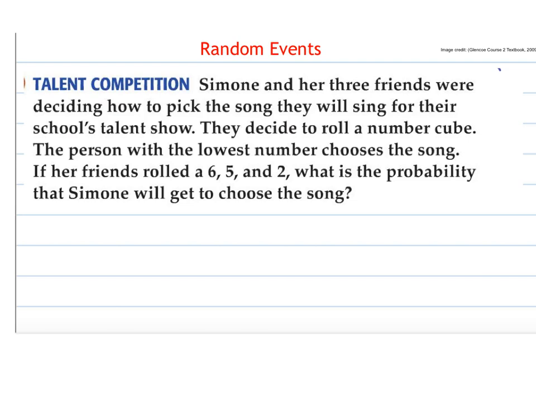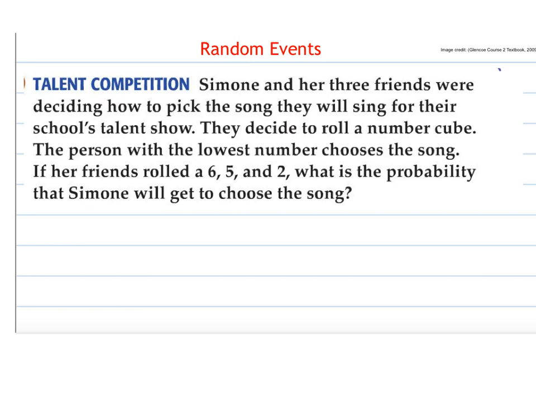Okay, so random events. I think random events just means it happens at random, right? You say, oh, that was so random. Someone said something out of the blue. So Simone and her 3 friends were deciding how to pick the song they were going to sing for their school's talent show. They decided to roll a dice. The person with the lowest number chooses the song. If her friends rolled a 6, 5, and 2, what is the probability that Simone will choose the song?